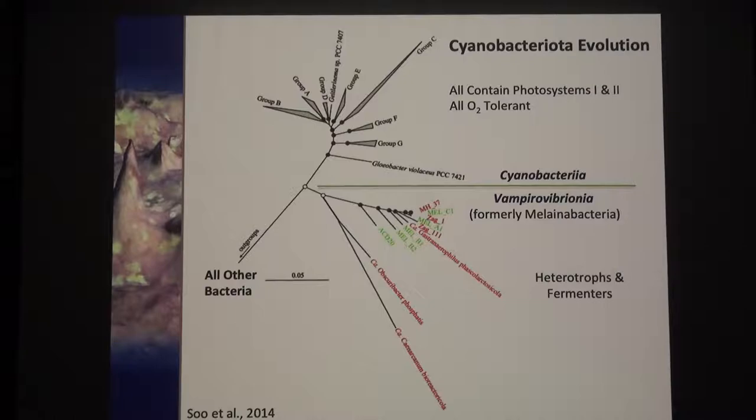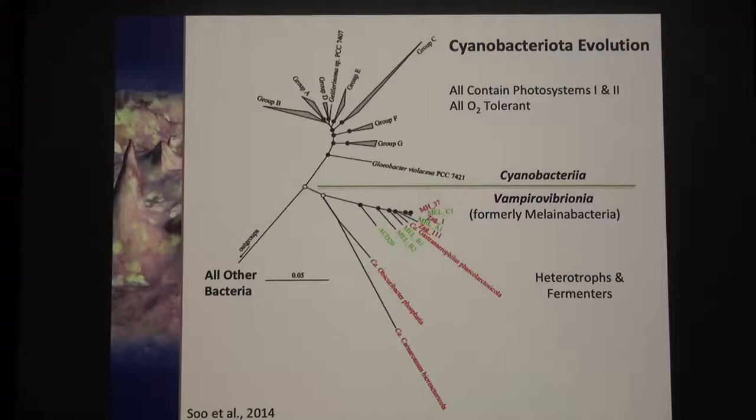Five years ago or so, there were a number of genomes sequenced for these bacteria that came out very closely related to cyanobacteria, but there was no evidence that they did photosynthesis at all. They were all heterotrophs and fermenters. And actually, most of them are from animal guts. They seem to be part of our microbiome, so there are probably a lot of these melanobacteria in this room with us today.